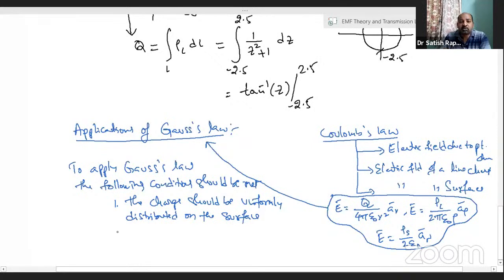Uniform charge distribution, right? It may be a spherical surface, it may be a cylindrical surface, or it may be a line charge, whatever it may be, charge should be uniformly distributed.